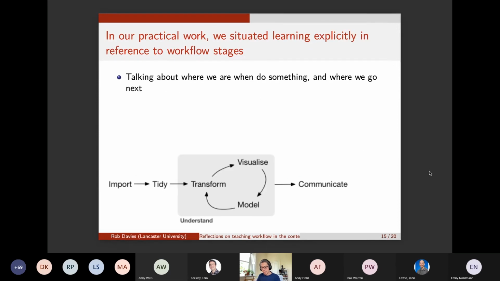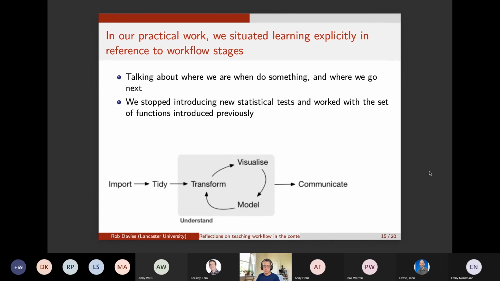As part of teaching, or in order to teach R in the context of a workflow, I talked explicitly about where we are in each stage of the workflow, and where we're going next. I stopped introducing new statistical tests. I had the benefit of teaching these classes at the back end of the first year, Tom and John, and then Marguerite having taught statistical tests. There were no new tests being introduced towards the end of the year.